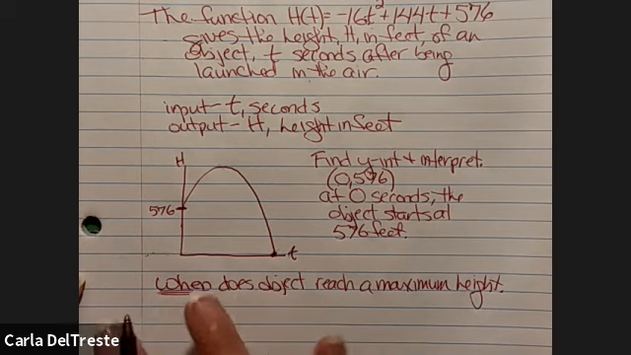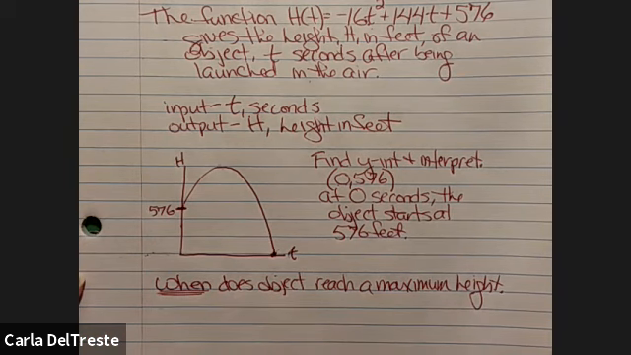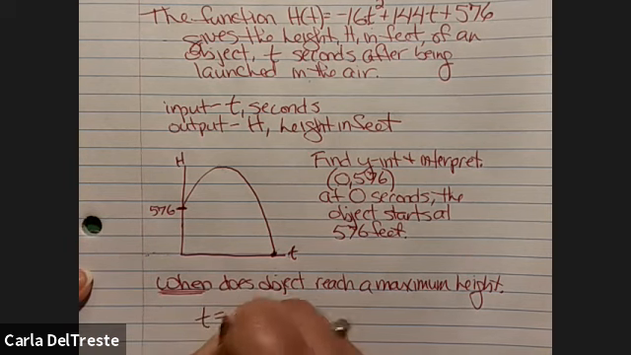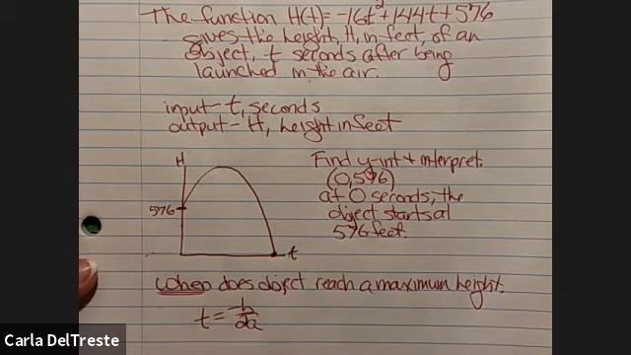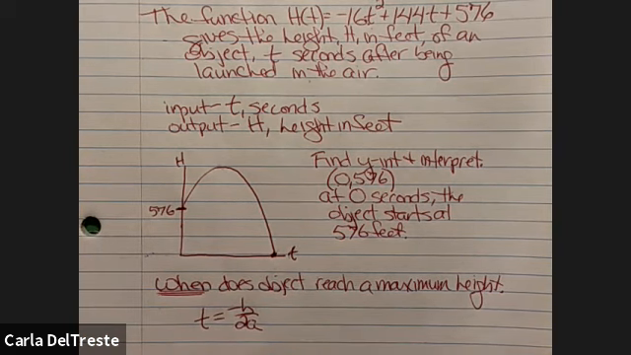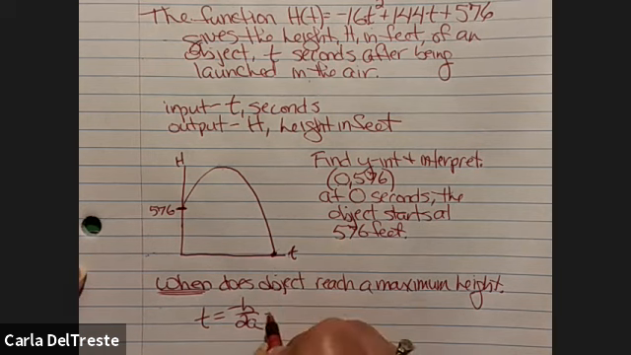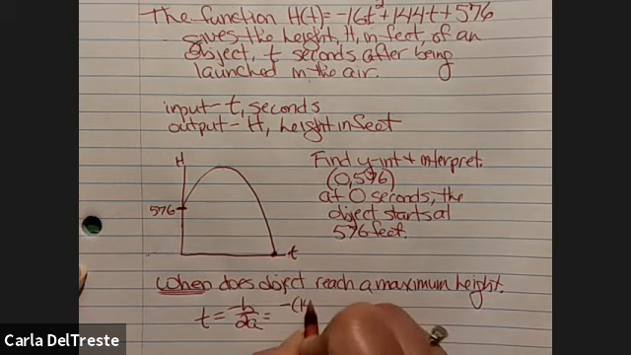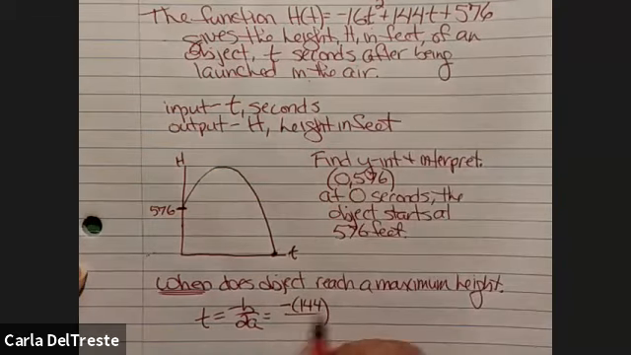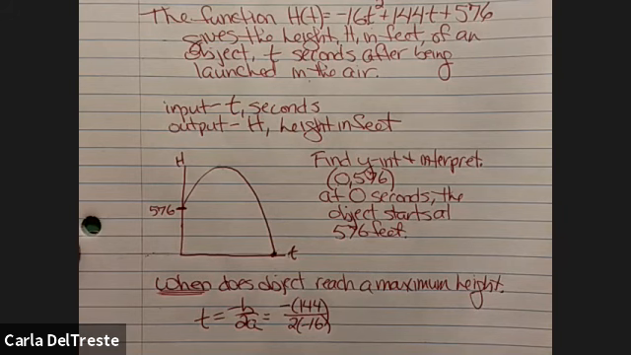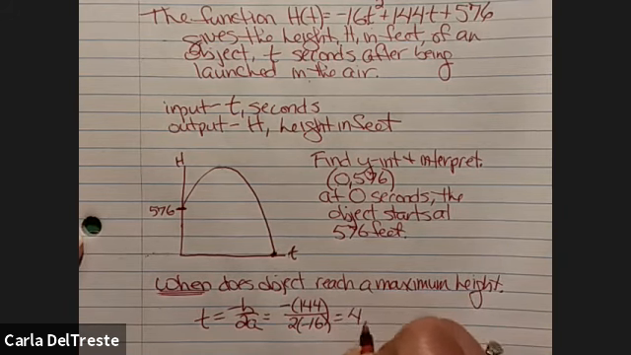I can do this strictly on my graphing calculator, or I could use the axis of symmetry formula, because they're asking me for that particular input to where that occurs. So this is going to be negative 144, the b from the formula, divided by 2 times negative 16. When I work this out, I'm going to get 4.5.